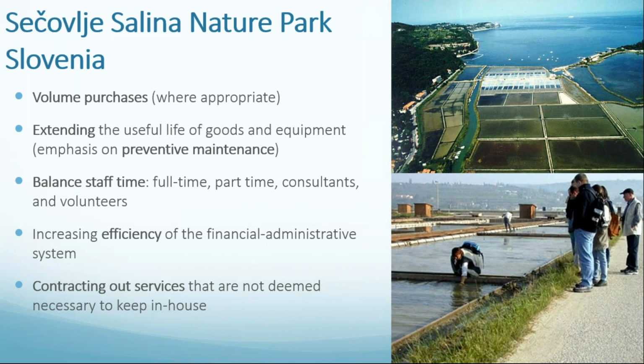An example here is from a nature park in Slovenia, which went back through a series of options which they thought could help reduce their financial burdens. Could they look at volume purchases in the future where they could benefit through economies of scale? Could they extend the useful lifespan of goods and equipment by implementing preventative maintenance rather than just dealing with things as they broke? Could they balance operations, balancing staff time in busy periods and low periods? And were there also opportunities to contract out services which maybe happened every quarter, so that they didn't necessarily need to keep all of the equipment, for example, in-house throughout the year?